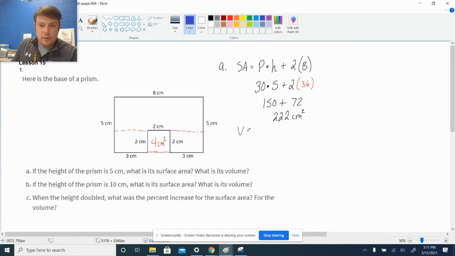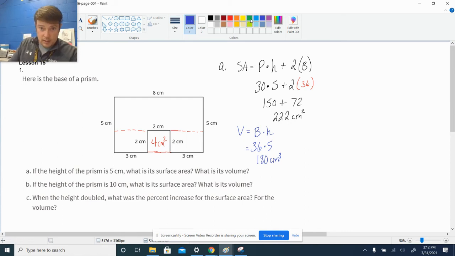Let's do the volume next. The volume is the area of the base times the height. We've already calculated the area of the base. That was my 36 number there when we did the 40 minus the 4. And we multiply it by the height, which is given here as 5. 36 times 5, and this is going to be our volume. So I'm going to use my old calculator for that. 36 times 5 is 180. 180 centimeters cubed is how many cubes we could squeeze inside of this shape with a height of 5. All right, so we did part A, surface area and volume when the height was 5.